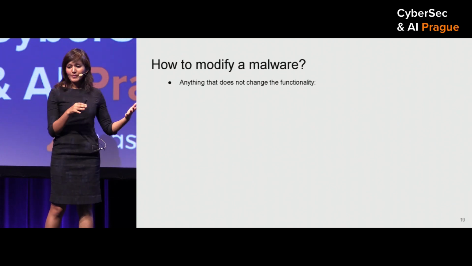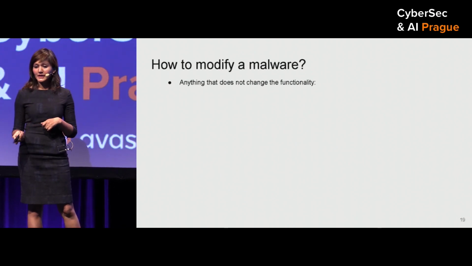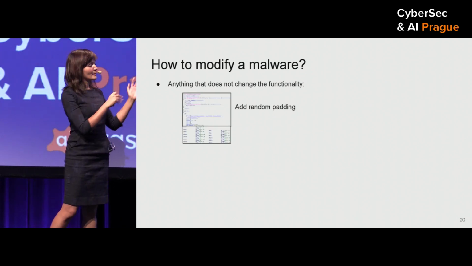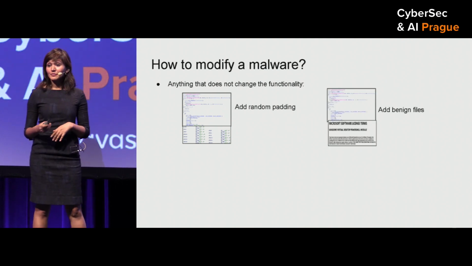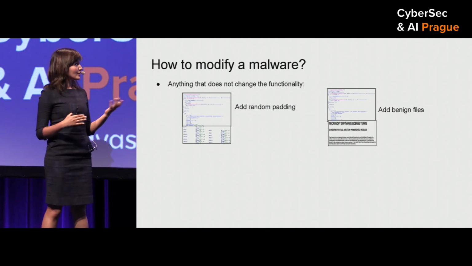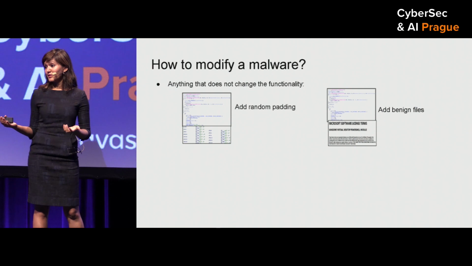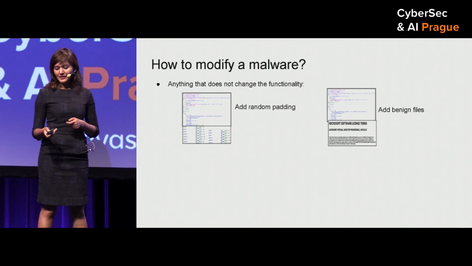You can modify a malware in any way that does not change its functionality, right? So you can add random padding to it. You can add benign files to it. One popular benign file to add to a malware is the Microsoft software license terms, because many of the benign files already have that file.